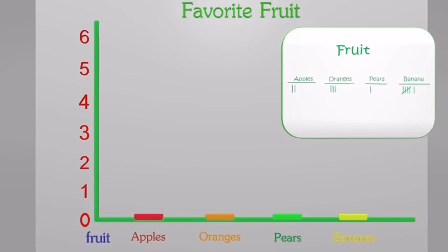First in our data are the apples. We can see from the tally marks that 2 of my friends liked apples. So here on the graph, we will have this bar at the bottom go up 2 spots to show that 2 people liked apples.